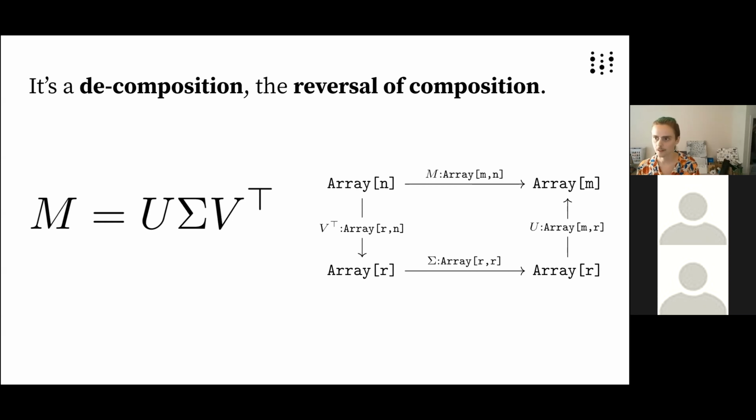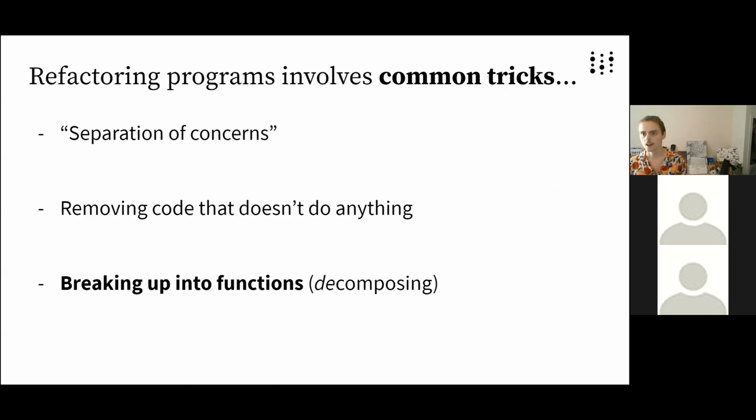So this, if we think of our singular value decomposition as a decomposition, as the reversal of composition, the connection to refactoring becomes a little bit more clear. Refactoring programs involves a couple of common tricks. Separation of concerns, to say this function does one thing and this function does another. I don't mix them all together, peas and carrots together, cats and dogs lying together, these sorts of awful things.